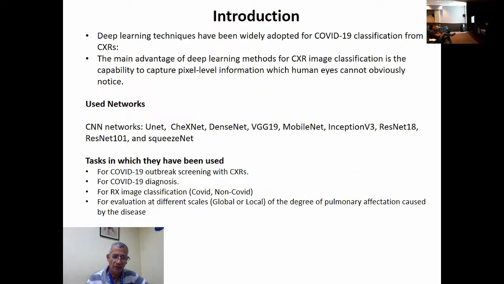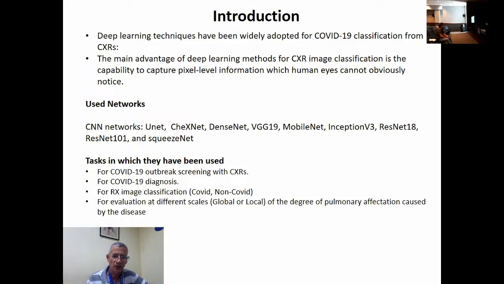On the other hand, deep learning techniques have been widely adopted for COVID-19 classification of CXR. The main advantage of deep learning methods for CXR image classification is the capability to capture pixel level information which human eyes cannot obviously notice.